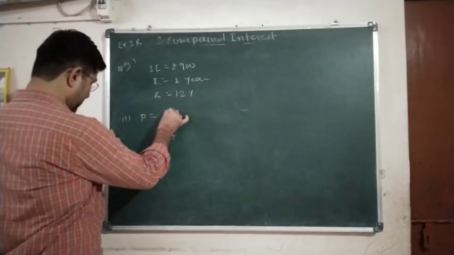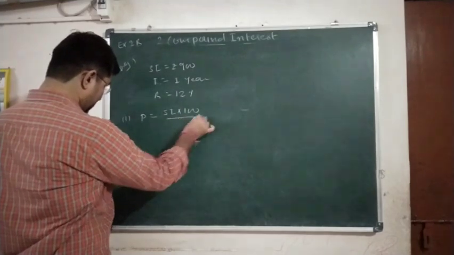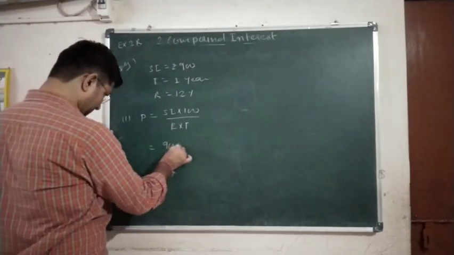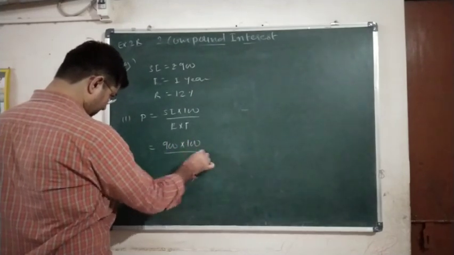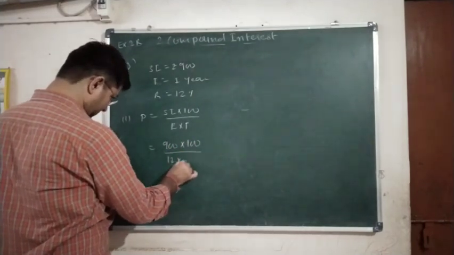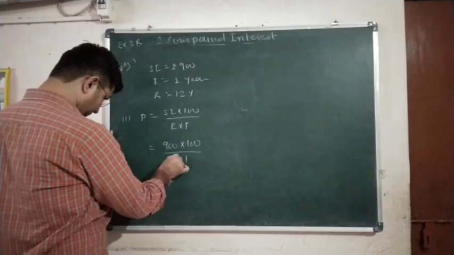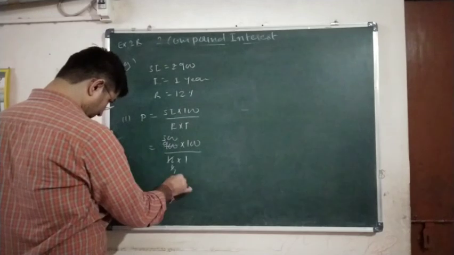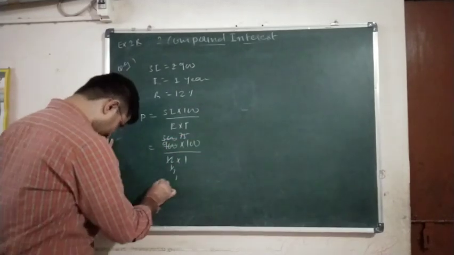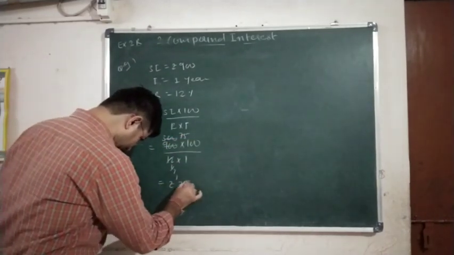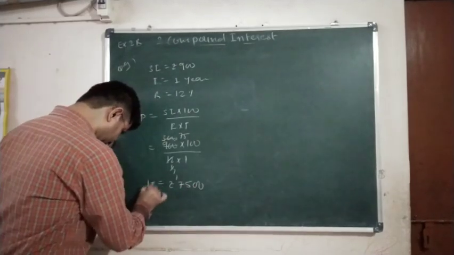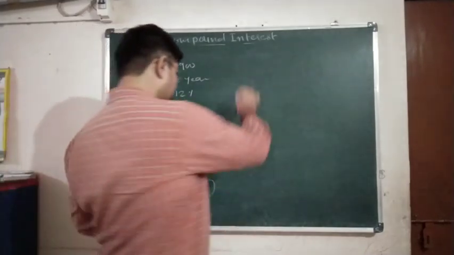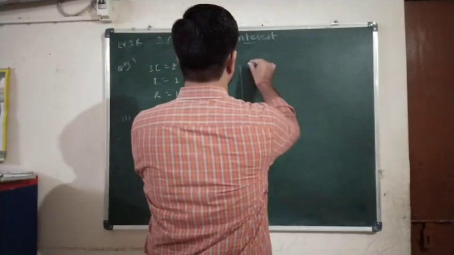We have formula SI into 100 upon R into T. So 900 into 100 upon rate is 12 into 1. Okay, 3 4s are 300, 475 so 7500 will be the principal. Okay, so we got the principal to be rupees 7500.